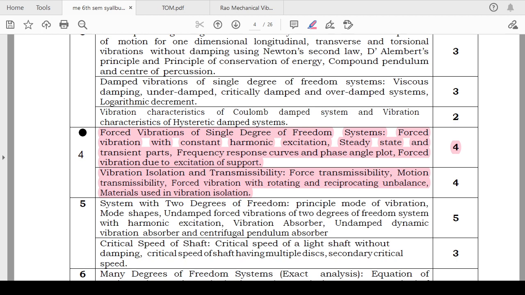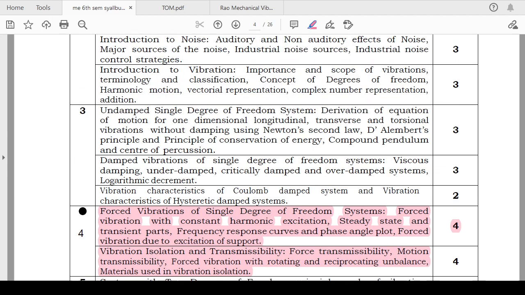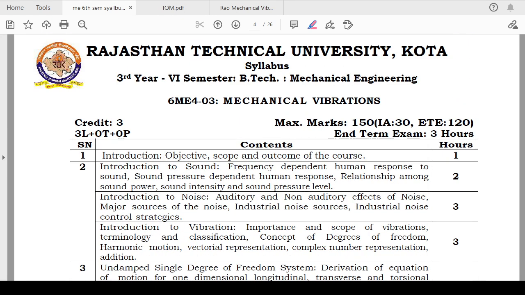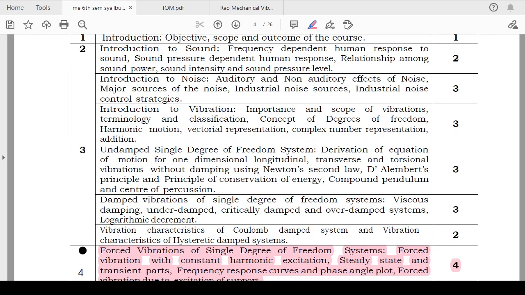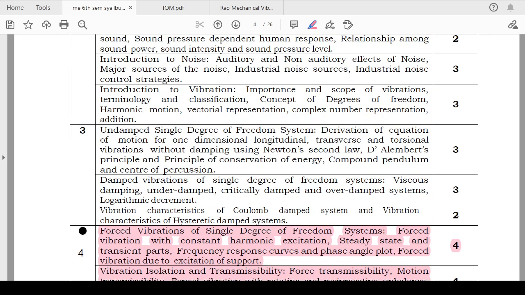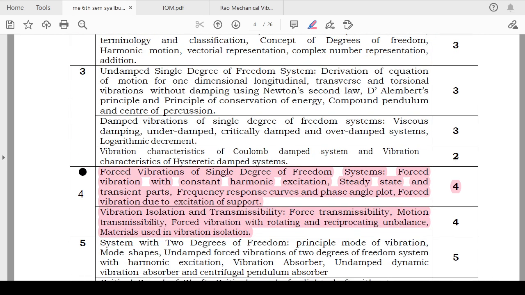Hello friends and my dear students, as we are studying mechanical vibration, which is part of the third year, 6th semester B.Tech mechanical engineering curriculum as per the Rajasthan Technical University quota. We have completed the above 3 units as we have discussed before, so we are now in unit number 4.